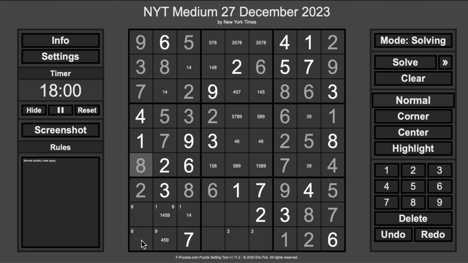These two are now 5 and 6. This one has a 6 looking at it. It's a 5. Therefore, that's a 6. This is not 5. This is not 5.